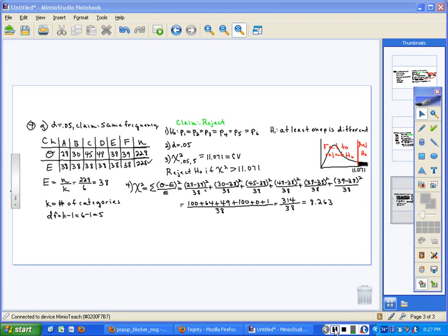And so 8.263 is short of 11.071. So step 5, initial conclusion, fail to reject H0. Final conclusion, fail to reject the claim. Remember, this is the ditto. When the claim is in H0, you're just going to say the same thing twice.